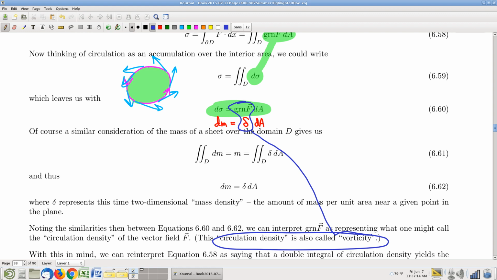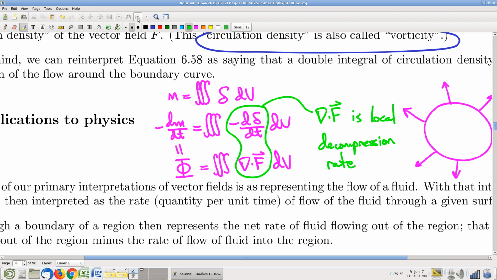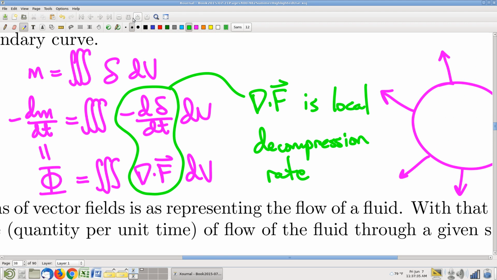Okay. Moving along. So I want to talk about some more applications to, some physics points of view on things. This you might call an actual application to physics. And I remind you, I'm going to zoom in here, that we can think of mass as a triple integral of density.